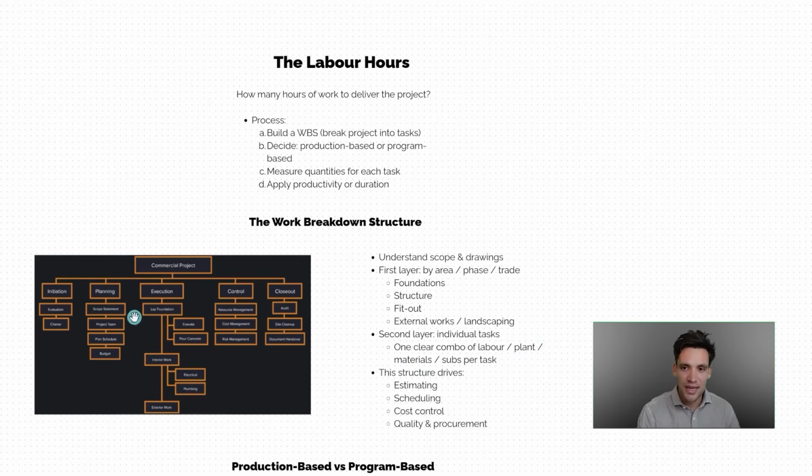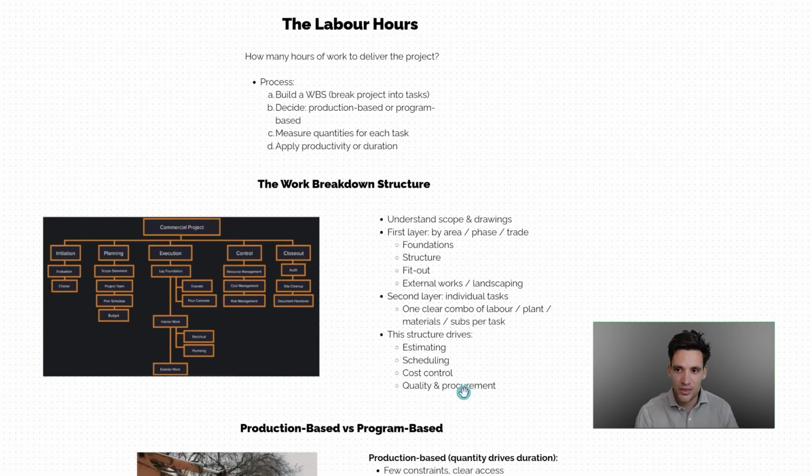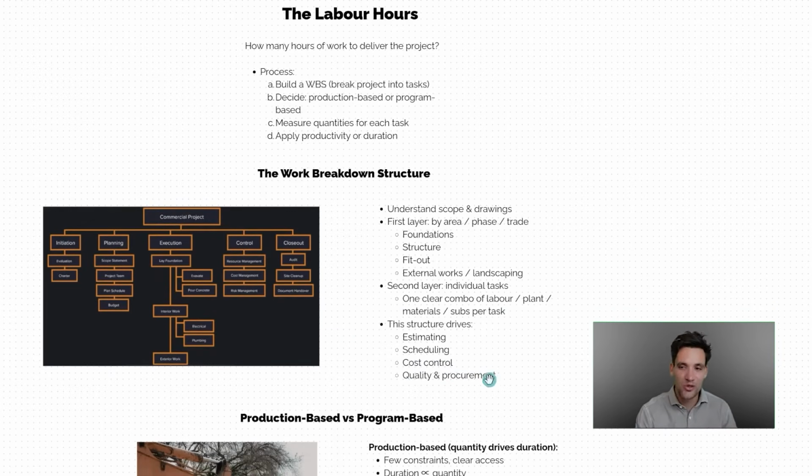So, for example, you could take a construction project, you could break it down into foundations, structure, fit out, external works, and landscaping. Then within foundations, you break it into the separate slabs. And then again, each slab, you have a combination of concrete works and productivities. This structure, the work breakdown structure, I think is one of the most important concepts in construction project management. And it is the structure we use to drive our estimates, our schedules, cost control, and our quality and procurement.